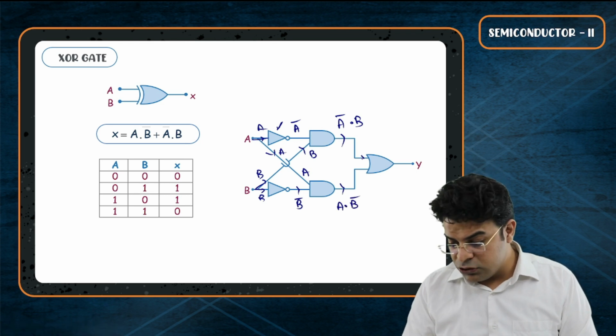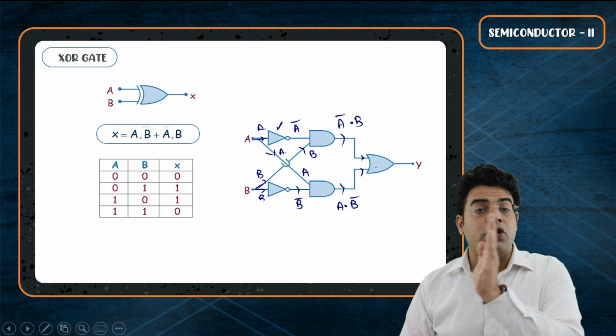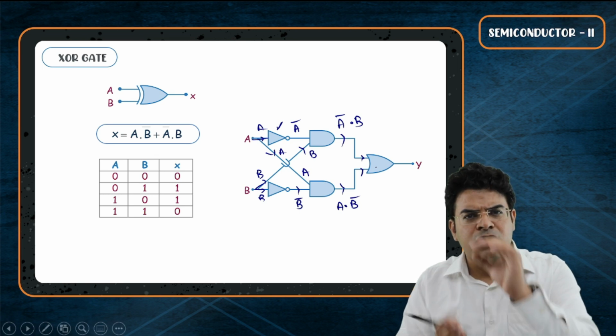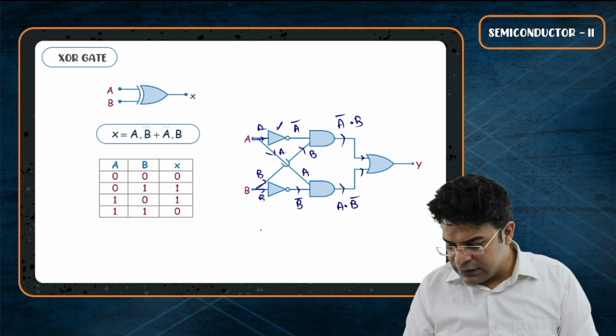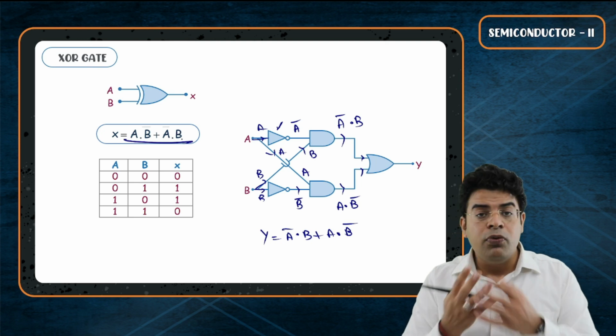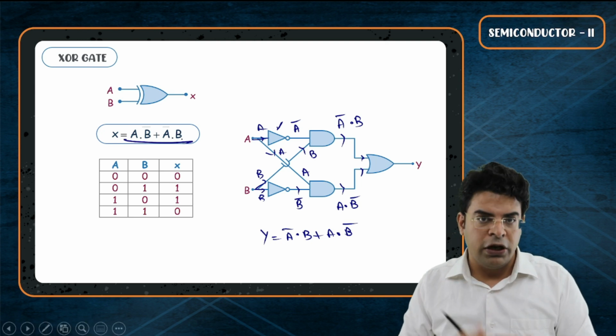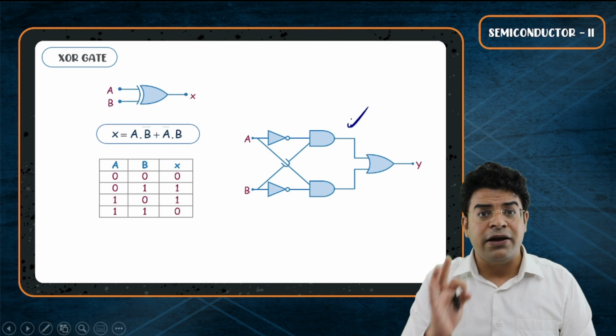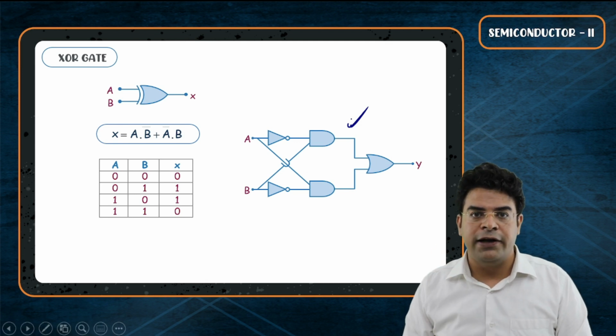And then these two are the input of the next OR gate. What does the OR gate do? Simply add them up. So you can say that Y will be nothing but A bar dot B plus A dot B bar, which is nothing but the Boolean expression for an XOR gate. So this whole arrangement represents an XOR gate.